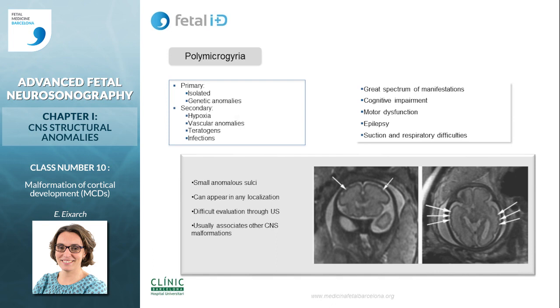It has a large spectrum of manifestations. They can have a mild cognitive impairment, motor dysfunction, epilepsy, or even suction and respiratory difficulties. And how are we going to see it? Small anomalous sulci, which can be in any cortical location, are difficult to detect in the ultrasound, and as we can see here in the MRI, are small serrated edges, which don't correspond to the normal sulci compared with the normal standards for its gestational age. Usually, it is associated with other central nervous system anomalies.